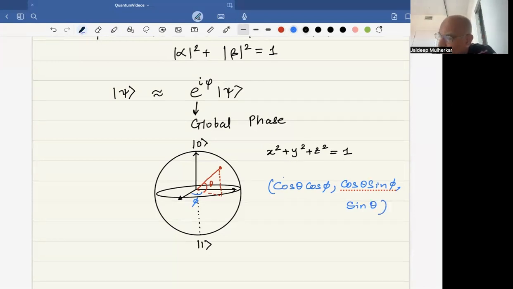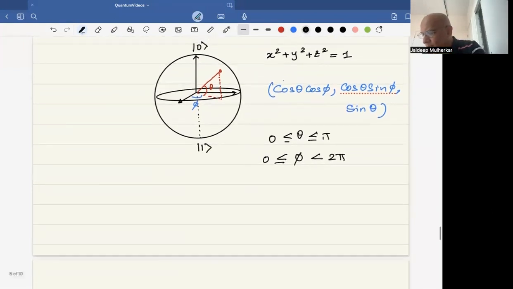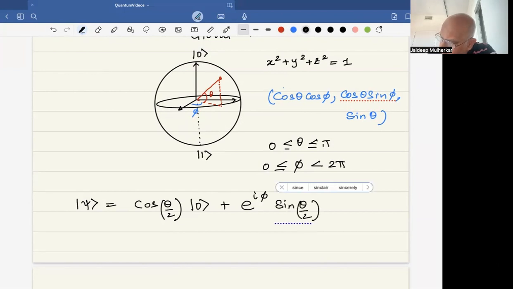Okay, so we are going to go to polar coordinates, and any point on the Bloch sphere is a pure state, which is given by the angles theta and phi. Theta will run from 0 to pi, and phi will run from 0 to 2 pi. Then the state psi is given by cos theta over 2 ket 0 plus e to the i phi sine theta over 2 ket 1.